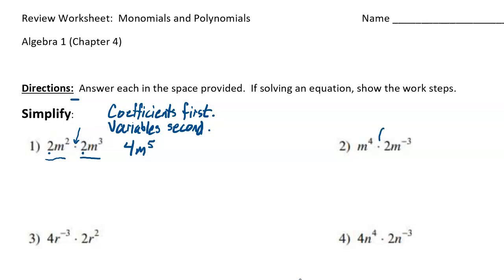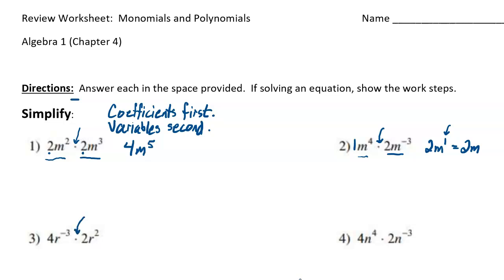Now number 2. There's multiplication in the middle. This is a monomial, and this is a monomial. Multiply the coefficients first. 1 times 2 is 2. Then multiply the variables by adding the exponents. 4 add negative 3 is a 1. Because the exponent is a 1, you don't even really need to write that. You can say 2m.